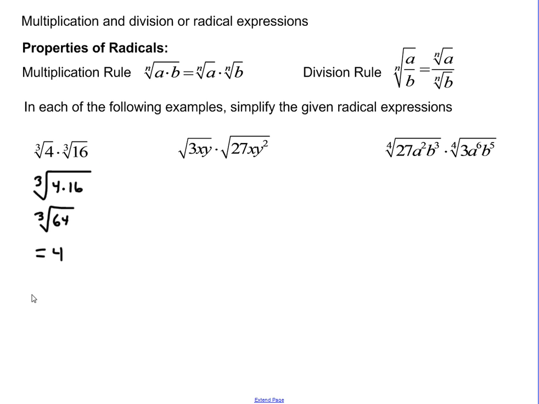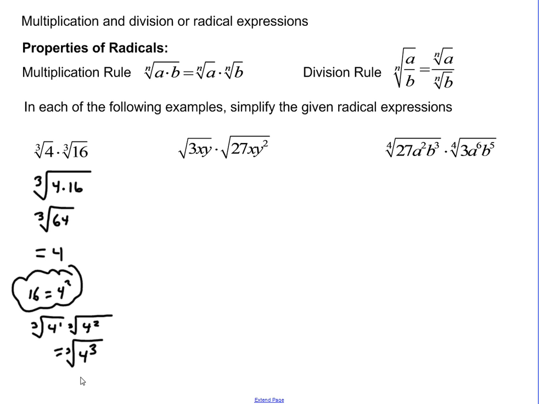Well, one thing that I should note is that 16 is equal to 4 squared, right? And so if you really think about the situation, it's like we've got the cube root of 4 raised to the first power times the cube root of 4 raised to the second power. And so by this rule, this is like saying the cube root of 4 to the third power. And if you think about it in those terms, it's no wonder that we get 4 as a result. So sometimes that kind of thinking is really, really helpful.